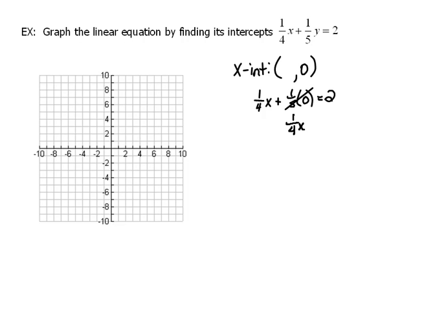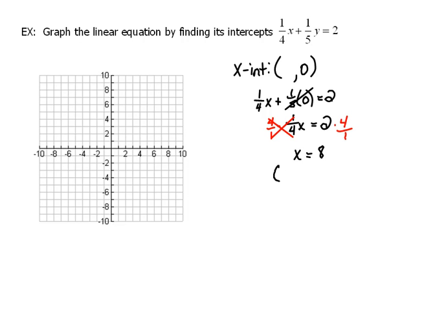So we have 1/4 x equals 2, and now in order to solve this, I need to undo this multiplying by 1/4. Well, we could divide by 1/4, because that would be the opposite, or we could multiply by the reciprocal, which would be 4/1, or just 4. So now we have on the left-hand side, x equals 2 times 4 is 8. So our point then is when y is 0, x is 8.